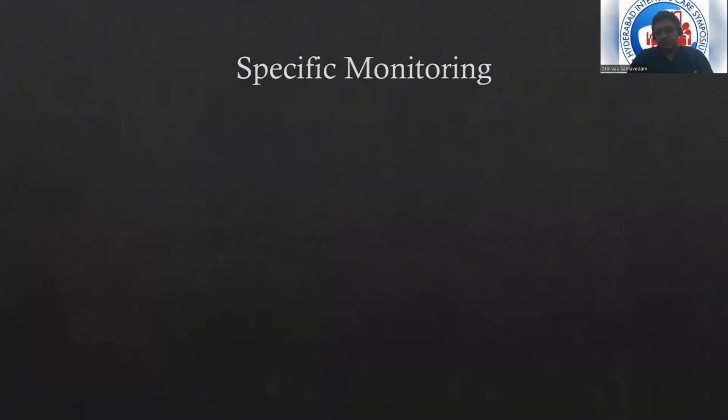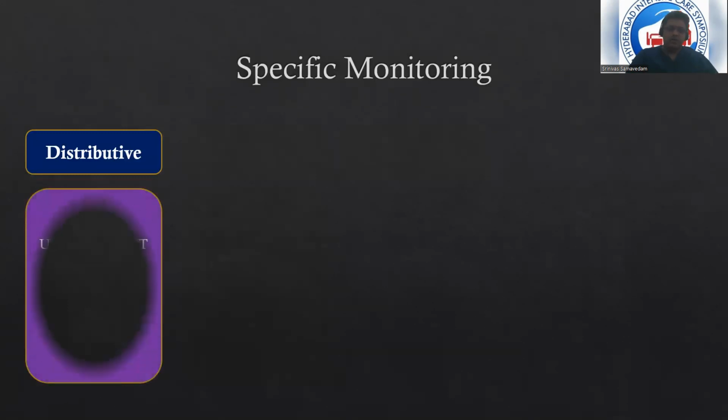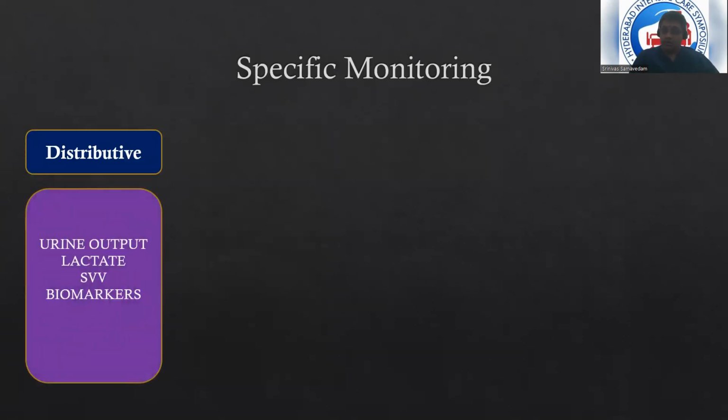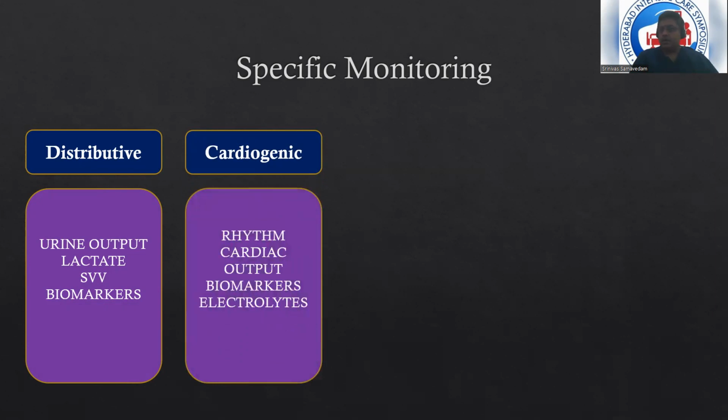And what specific monitoring do you need for patients in shock? For distributive shock, you need to monitor the urine output, which is the most sensitive indicator of cardiac output in a non-CKD patient, the lactate and its clearance, stroke volume variation with all the caveats, and biomarkers like PCT regression and CRP regression. For cardiogenic shock, you need to monitor the ECG, you need to monitor the rhythm.